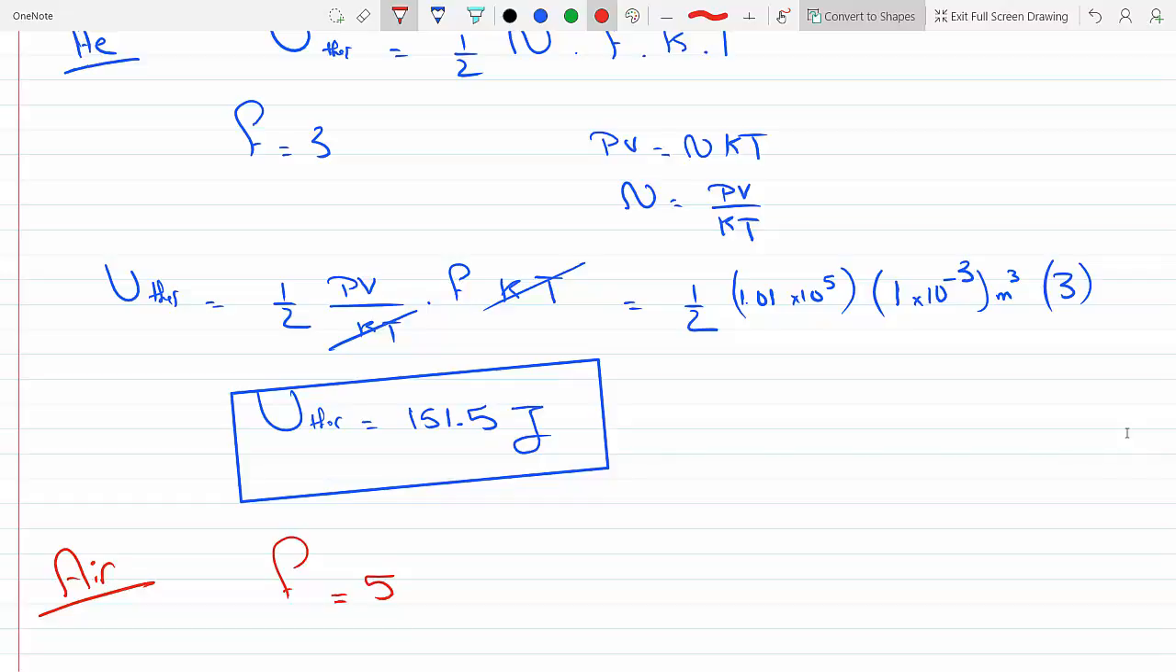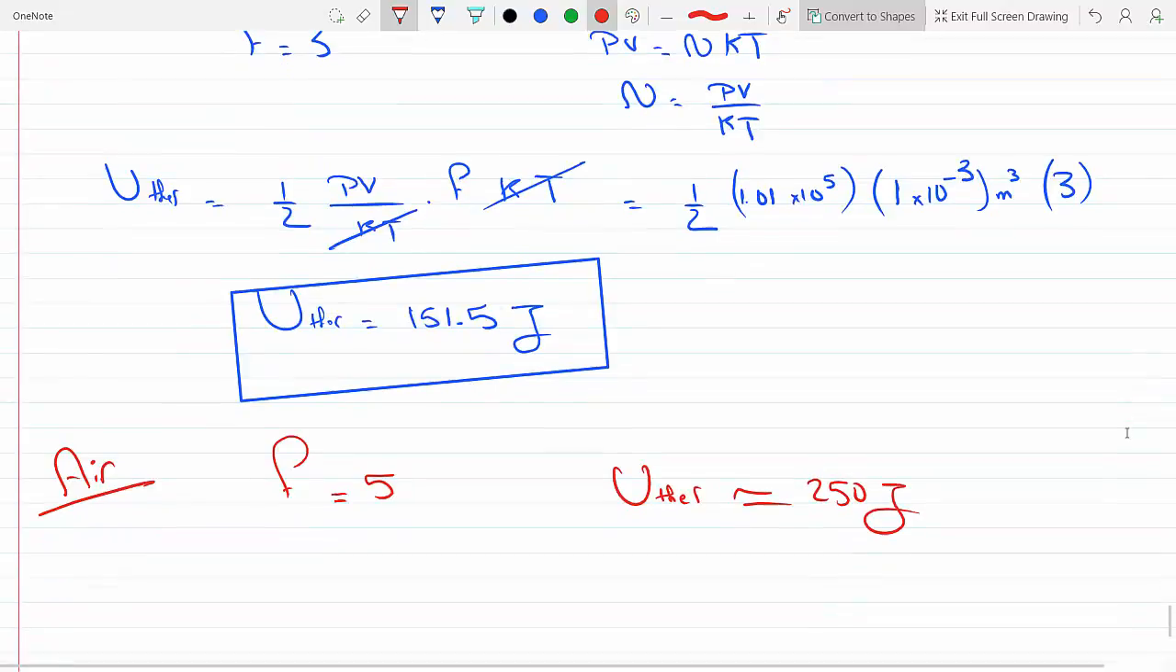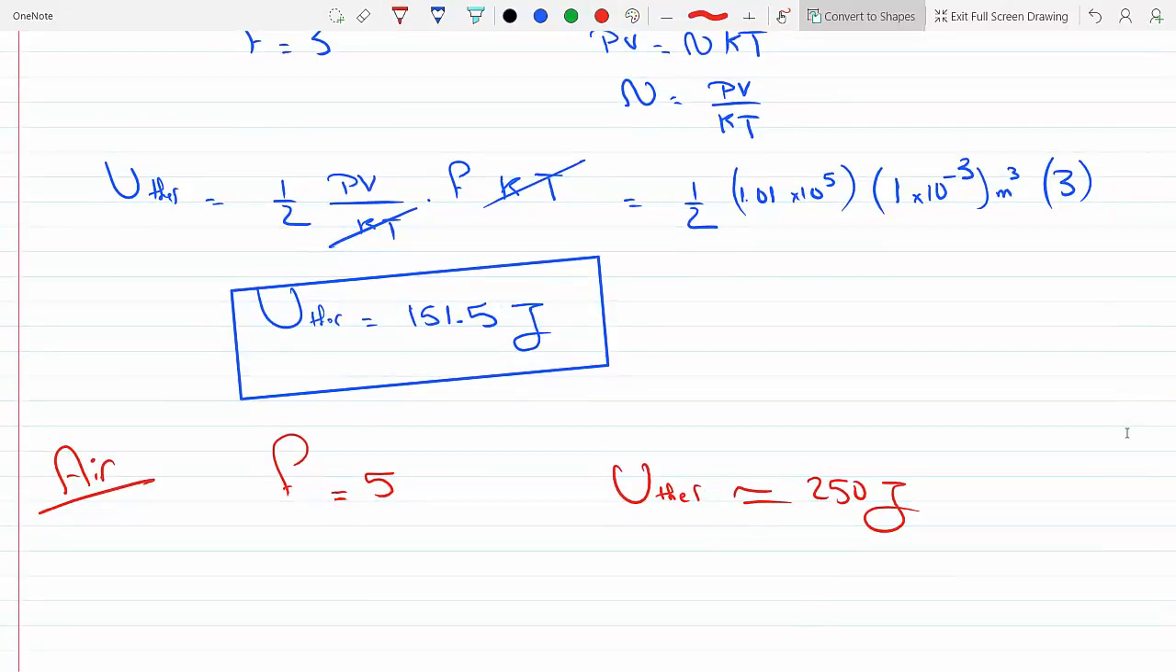So you could do the same thing we did in the first part, except with 5 degrees of freedom, and the answer would be around 250 joules for air. That concludes this problem.